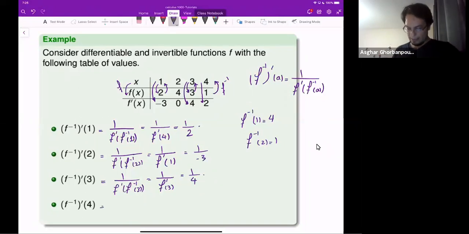For 4, I need to do this. But what I notice here is that, okay, so 1 over f prime of f inverse at 4 is f prime at 2. f prime at 2 is 0. This part, the denominator, is 0. In other words, f prime of f inverse of 4 is 0.